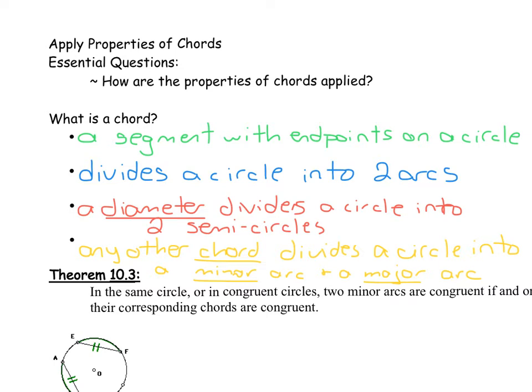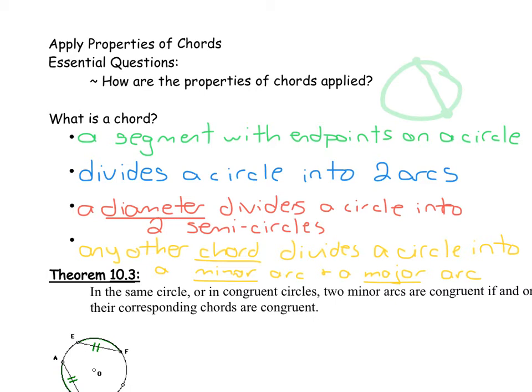So the definition of a chord is here in green. This is something we were able to talk about together before all of this craziness. A chord is a segment whose endpoints are on a circle. Remember, we have a circle and then any segment, let's pretend that's straight. We can see the endpoints of that segment are on that circle. So that is a chord.